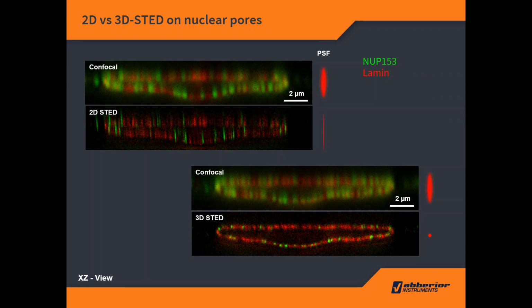This is how this would look like in a biological structure, here a nucleus, and we have stained nuclear pores in green and lamin in red. And you can see in this image, which is a vertical slice or XZ view, in 2D STED we can't really resolve these two levels which are on top of each other, but when we go to 3D STED we see the large empty space in between because we now have an improved Z resolution in this image.